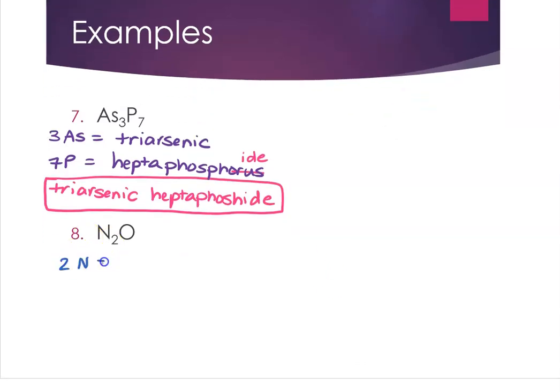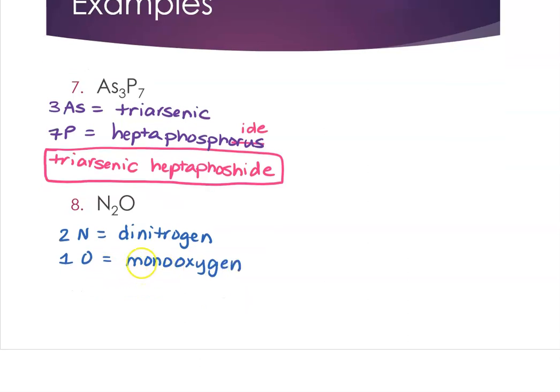N2O, I have 2 N's, so 2 is di, and N is nitrogen. And then there's no subscript with the O. That means I just have 1. 1 is mono, and O is oxygen. Because it's the second element, I do put the mono here, and you'll notice that there's kind of 2 O's next to each other. In this particular case, we can consolidate those and just make it monox, but sometimes we do and sometimes we don't.